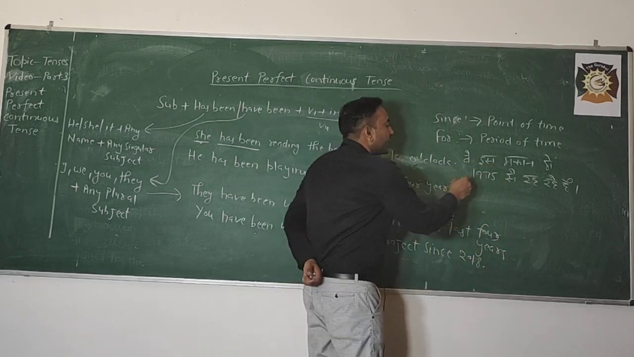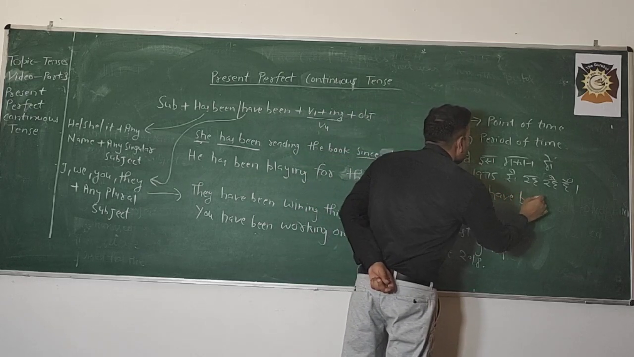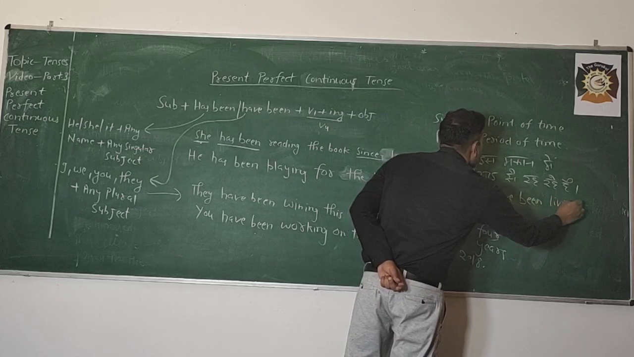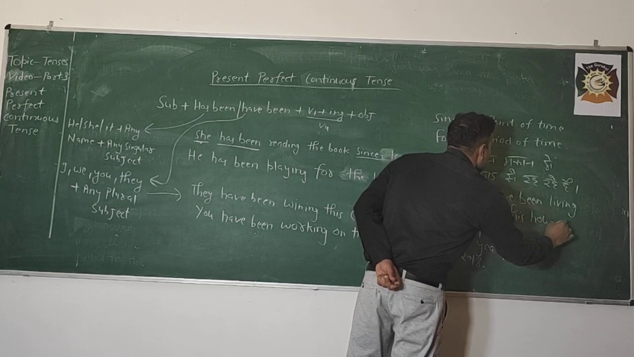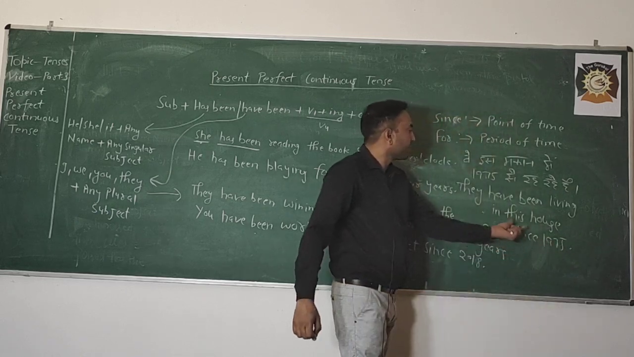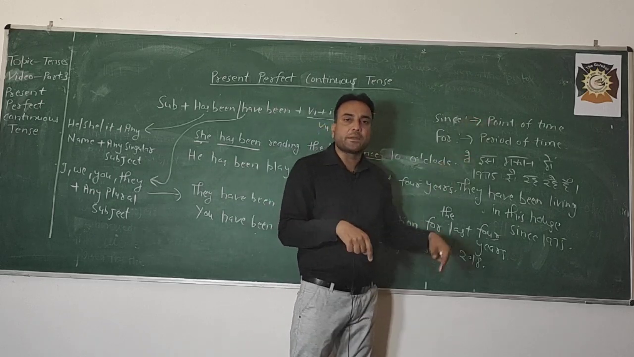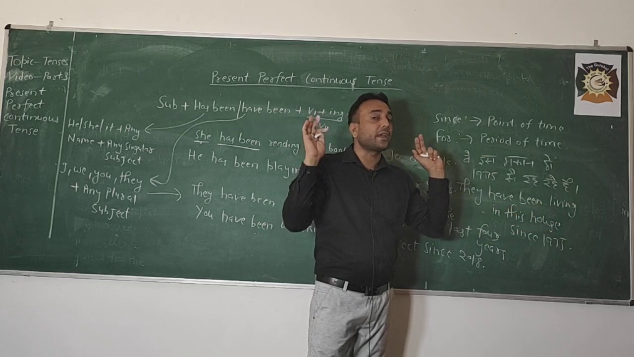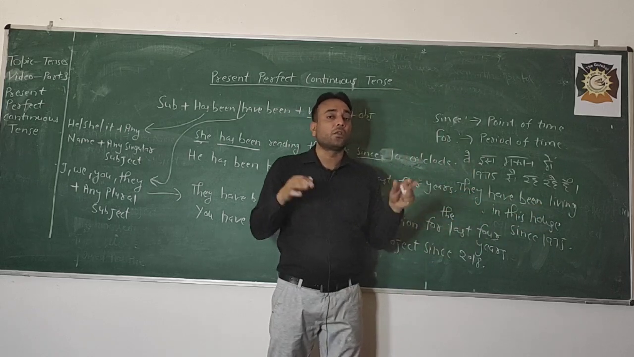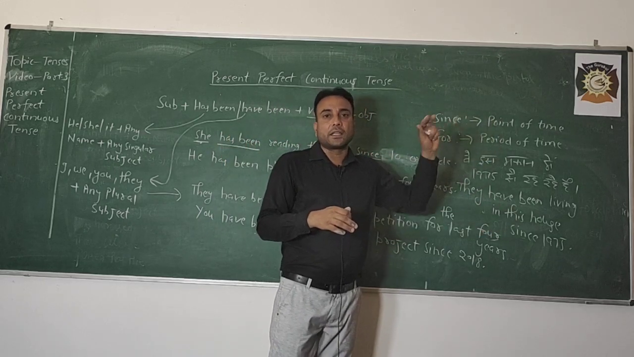How will you translate it? They have been living in this house since 1975. Why have we used since? Because 1975 is an exact or fixed time, a point of time is given, that's why since. If I say वे इस मकान में पिछले 10 सालों से रह रहे हैं, they have been living in this house for the last 10 years, then we will use for, period of time. I think you got it.